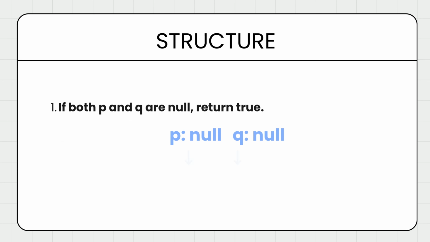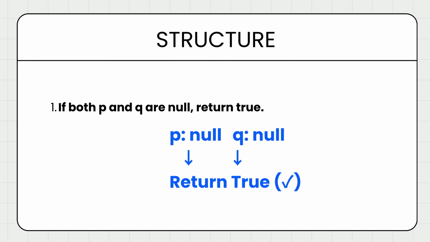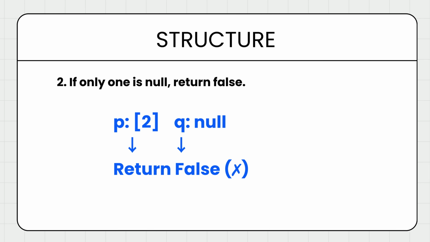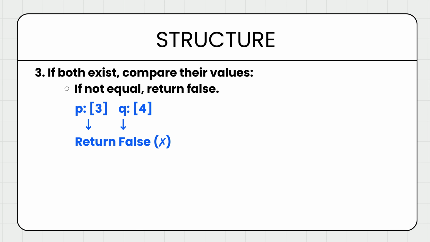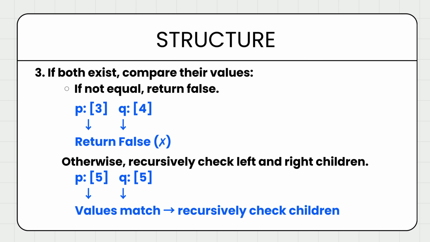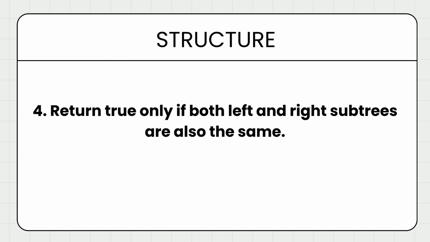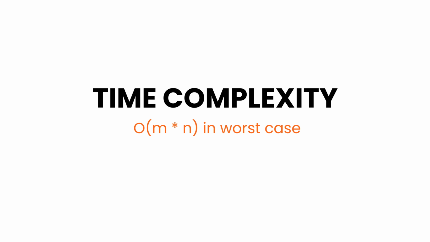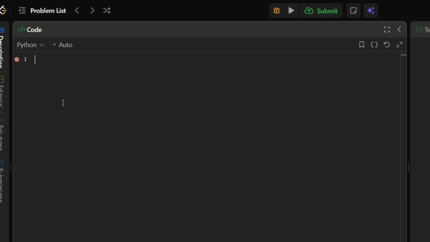Here is the structure. If both P and Q are null, return true. If only one is null, return false. If both exist, compare their values. If not equal, return false. Otherwise, recursively check left and right children. Return true only if both left and right subtrees are also the same. Let's try to implement it using Solution 1.